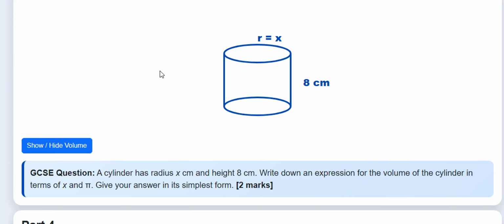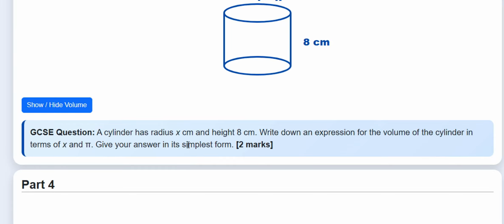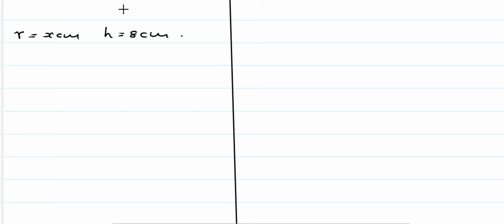In this example here, you are told a cylinder has a radius of x centimeters, then a height of 8 centimeters. Write down an expression for the volume of the cylinder in terms of x and pi. Give your answer in the simplest form. So we already know the radius of that cylinder is x centimeters and the height is 8 centimeters. And then we already know the volume of a cylinder is given by pi r squared for the area of the circle, multiplied by height.